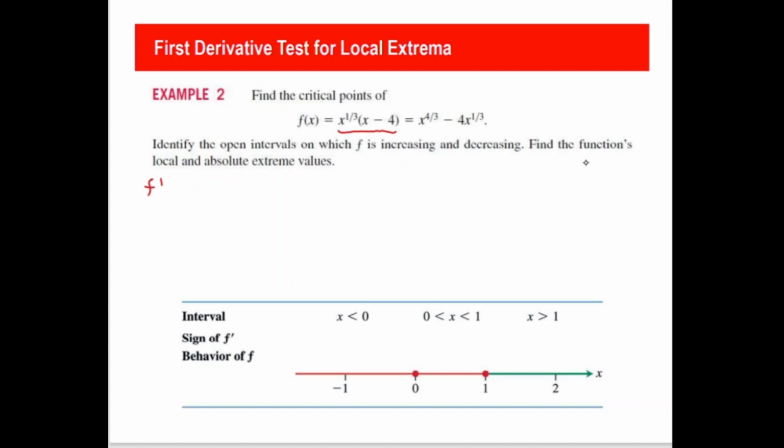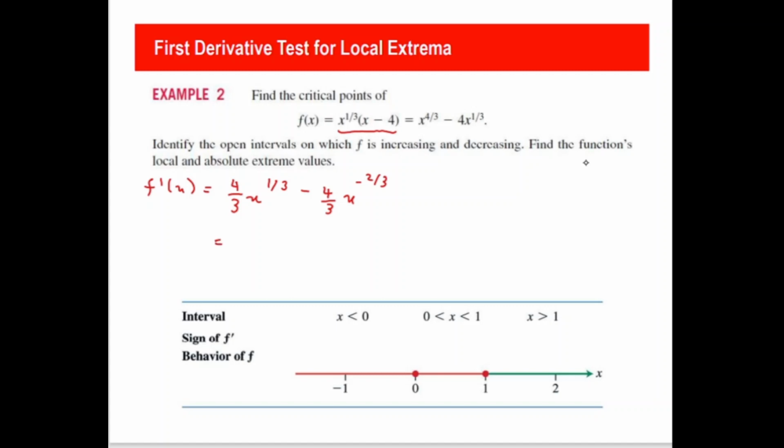This is pretty straightforward. We have f'(x) equal to, for the first term, 4/3 x^(4/3 − 1), then for the second term, we have 4 times 1/3, so there is also 4/3, then x^(1/3 − 1), that will give us negative 2/3.